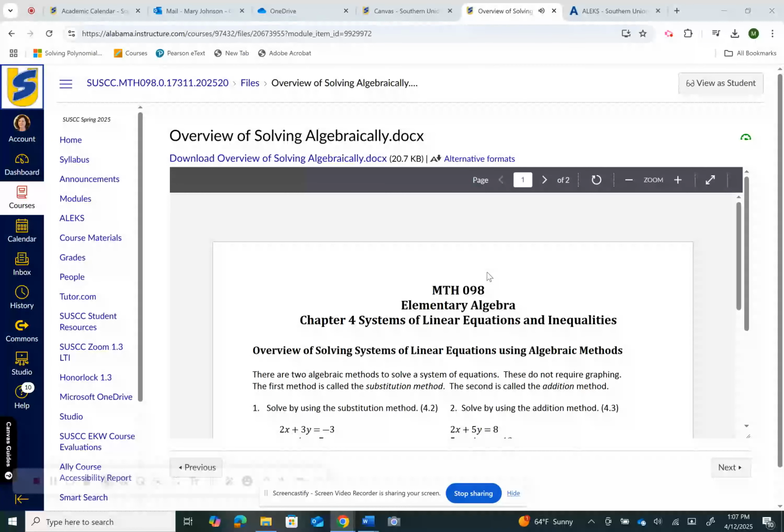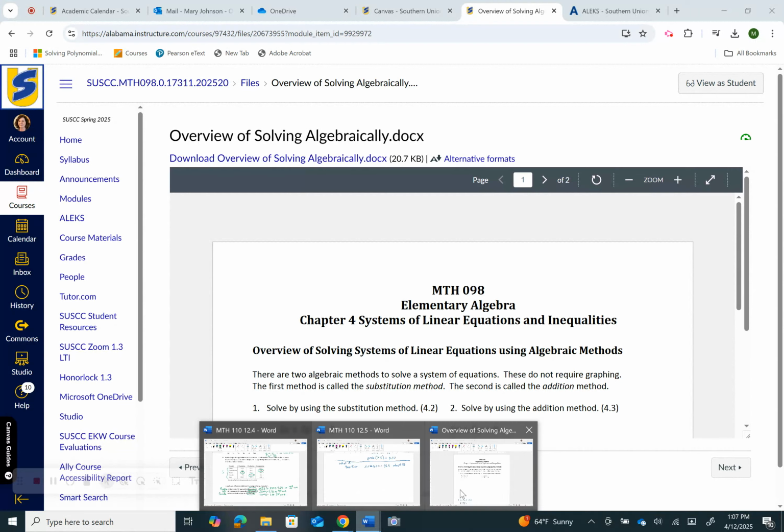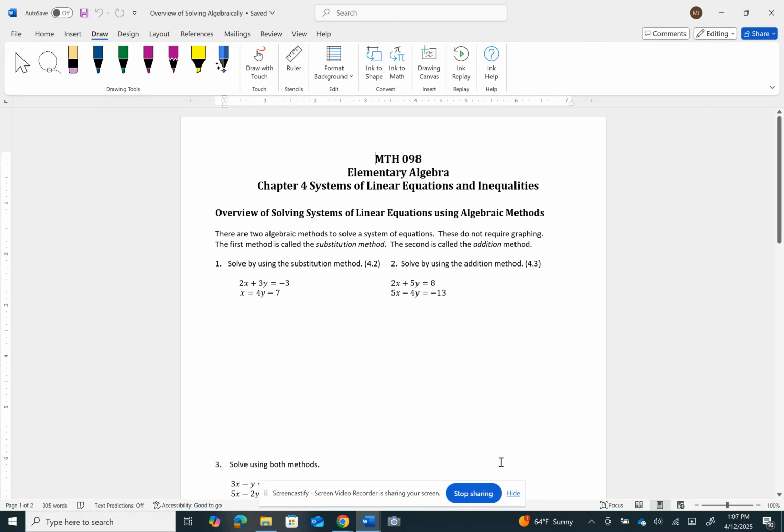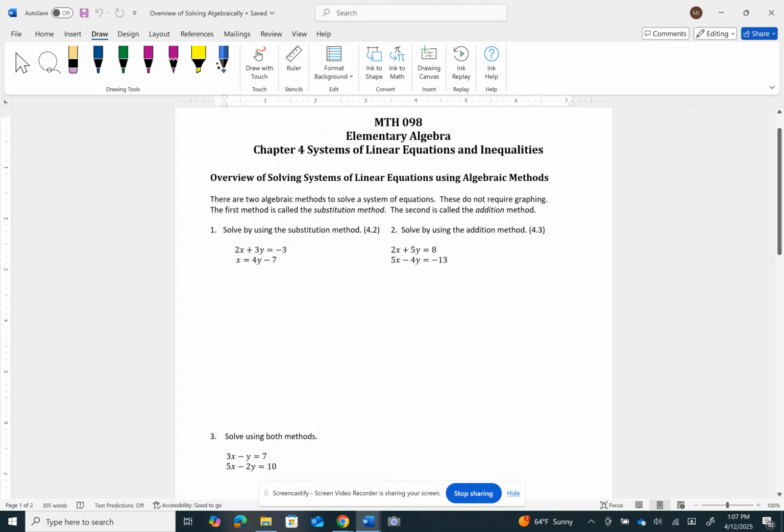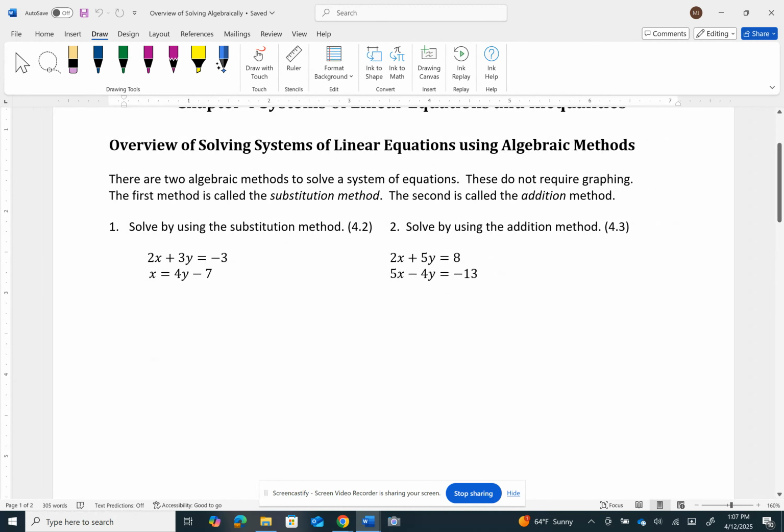All right, in this video, I'm going to be doing an overview of solving systems of equations and inequalities algebraically. So this is kind of a recap of both 4.2 and 4.3, just using algebraic methods to solve a system, okay? So with question number 1, I'm going to be using the substitution method, and with question number 2, I'm going to be using the addition method, okay?